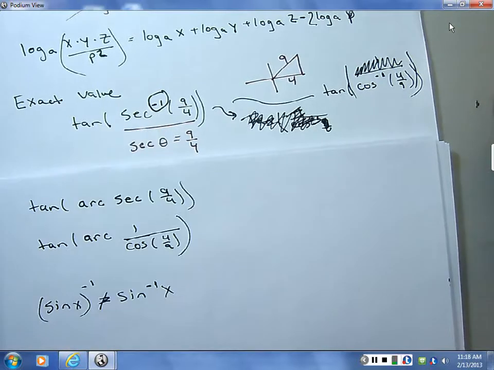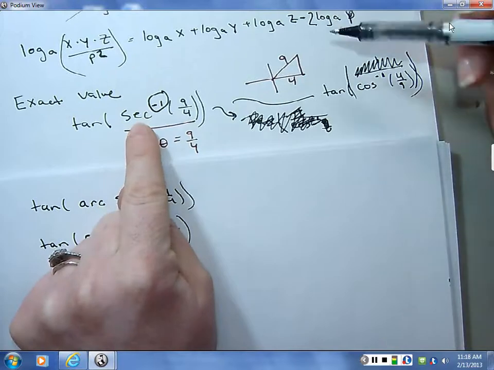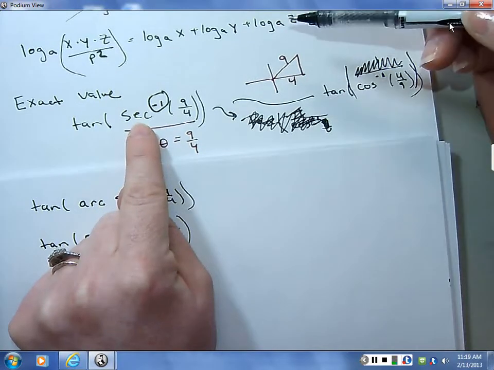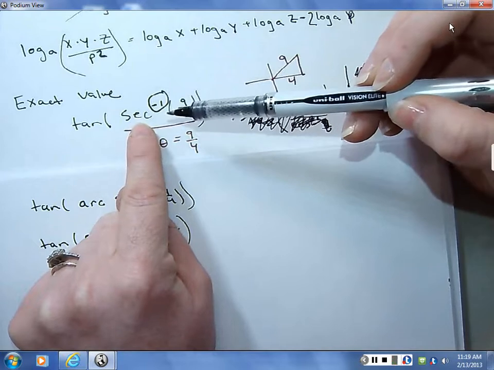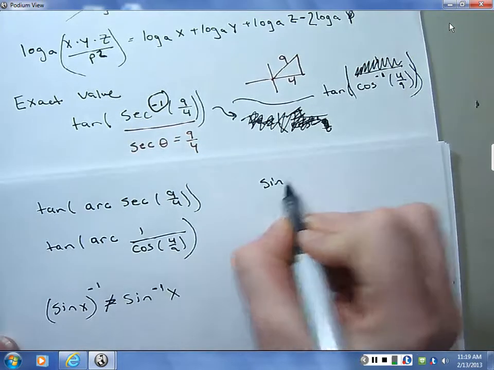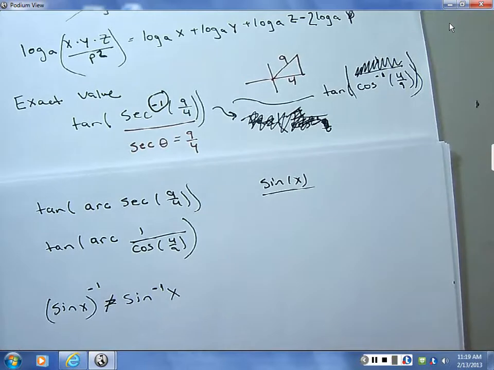Does the inverse of secant have the same restrictions, 0 to pi? Of secant, it's 0 to pi. Cosecant would be minus pi over 2 to pi over 2, because cosecant goes with sine. So think of the graph of sine. So cosine and secant have the same restrictions, and sine and cosecant have the same restrictions?